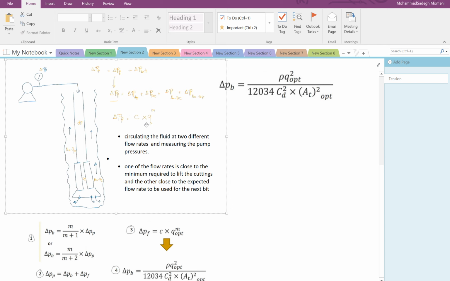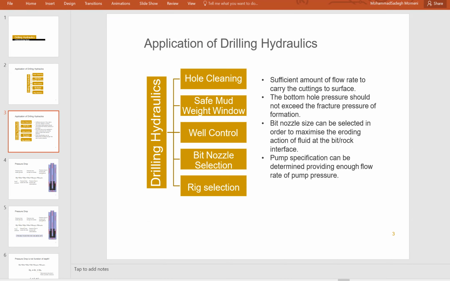Therefore, in this equation I will have delta PF and Q for the first step. For the second one I will have another flow rate and I can find the delta PF. When I have these two, I will be able to find C and M. That's how it works. Let's go back to our slides.